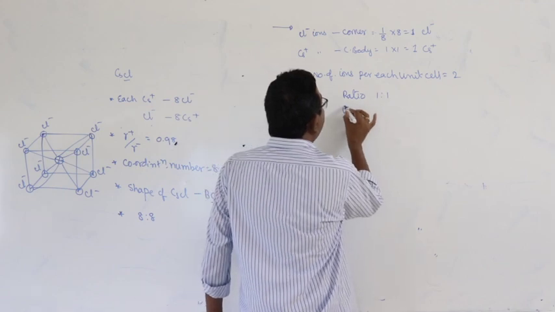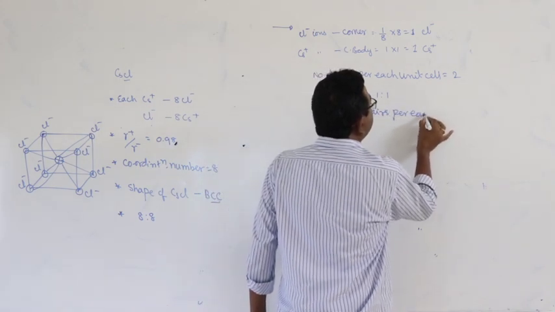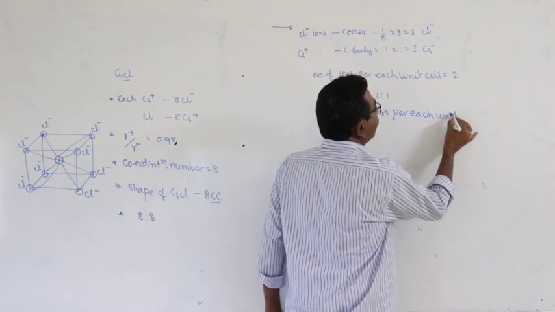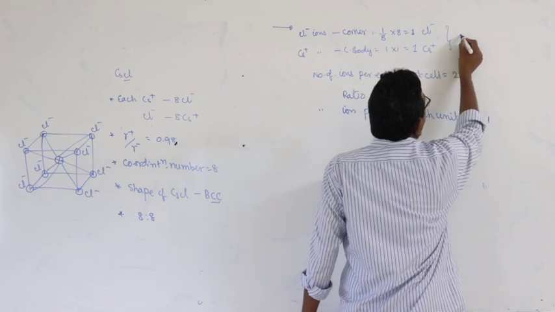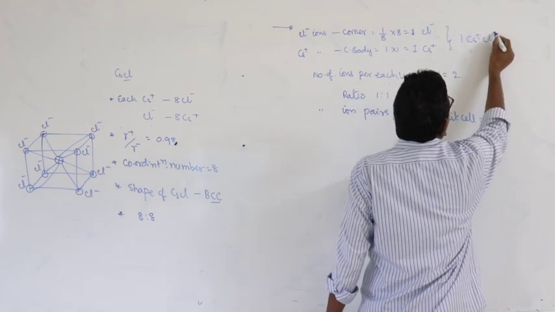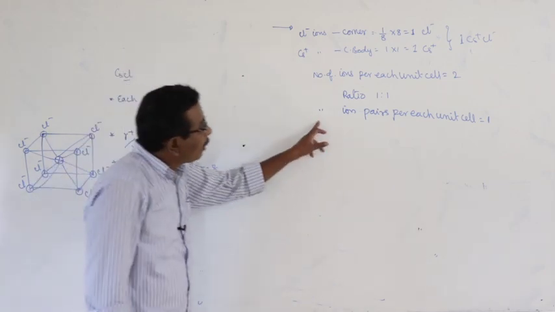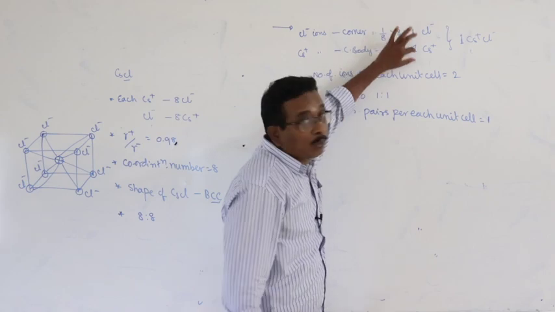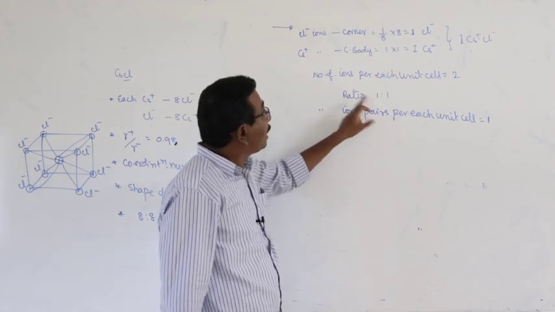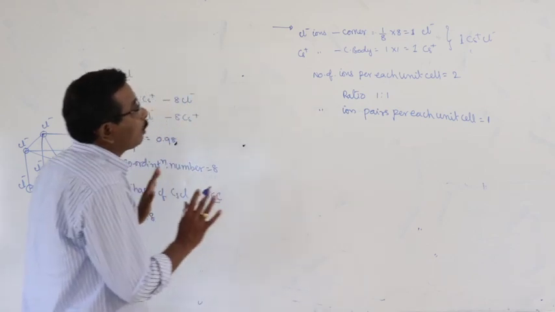And number of ion pairs per each unit cell is equal to 1. Means 1 Cs plus and Cl minus pair. Number of ion pairs per unit cell 1. Number of ions is equal to 1 plus 1, 2. And ratio is equal to 1:1. And here, this is about the details.